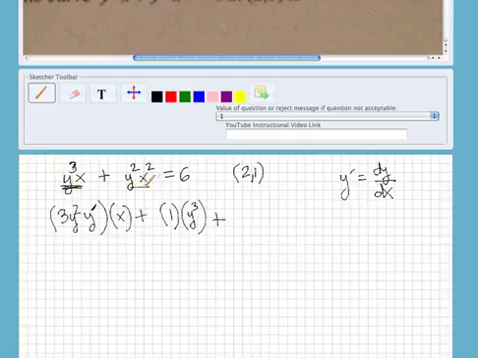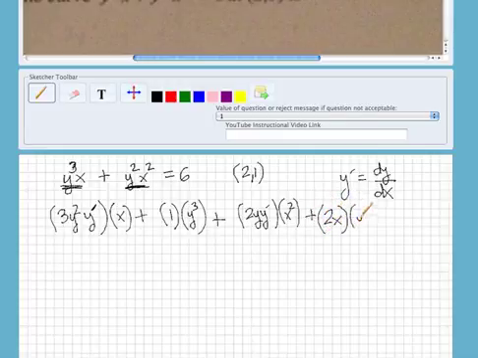Now we have to find the derivative of this term, which again requires the product rule, so I'm going to do the same steps. 2y, taking the derivative of the first one, times y prime, times x squared, plus the derivative of the second one, which is 2x, times the first one, which is y squared, equals, and the derivative of 6 is 0.